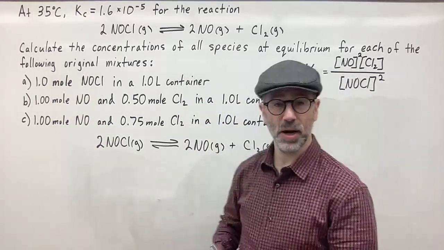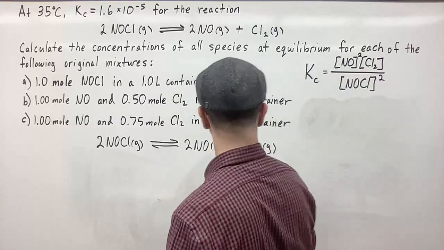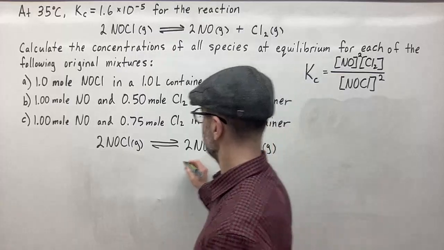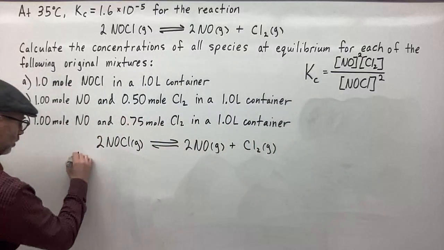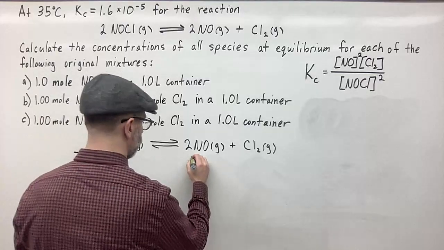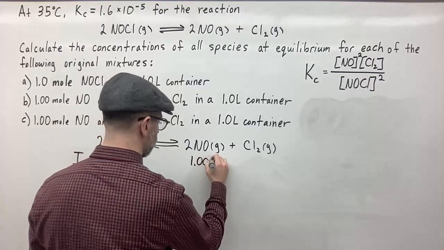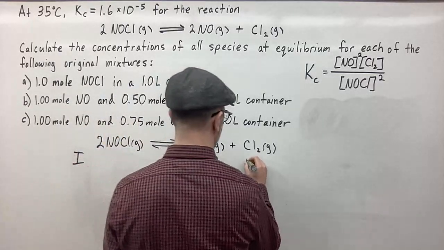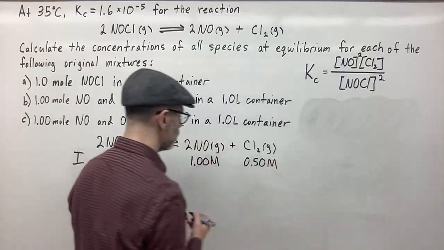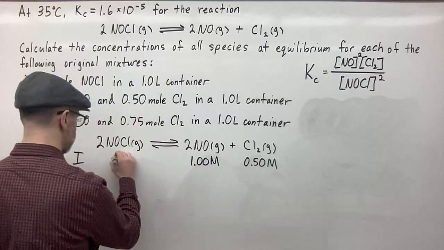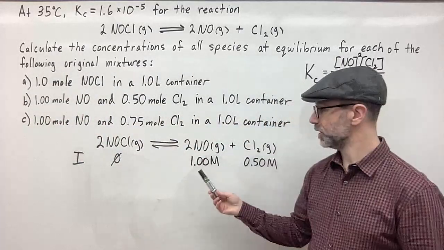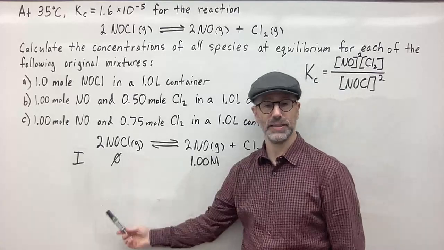So let's set up our table a little bit. Let's start with the initial concentrations. We're starting with 1.00 molar here, we're starting with 0.50 molar here, and we're starting with 0 amount here. So obviously it's going to go in this direction because we don't have any reactant here.